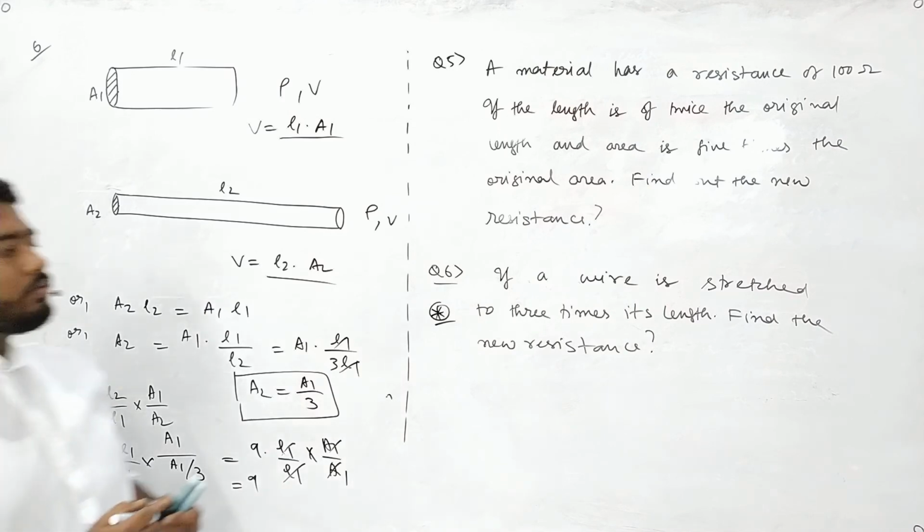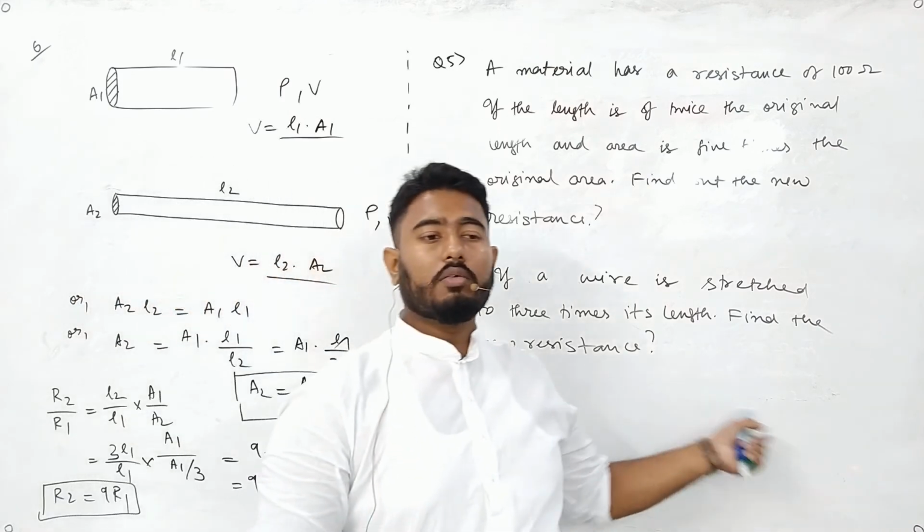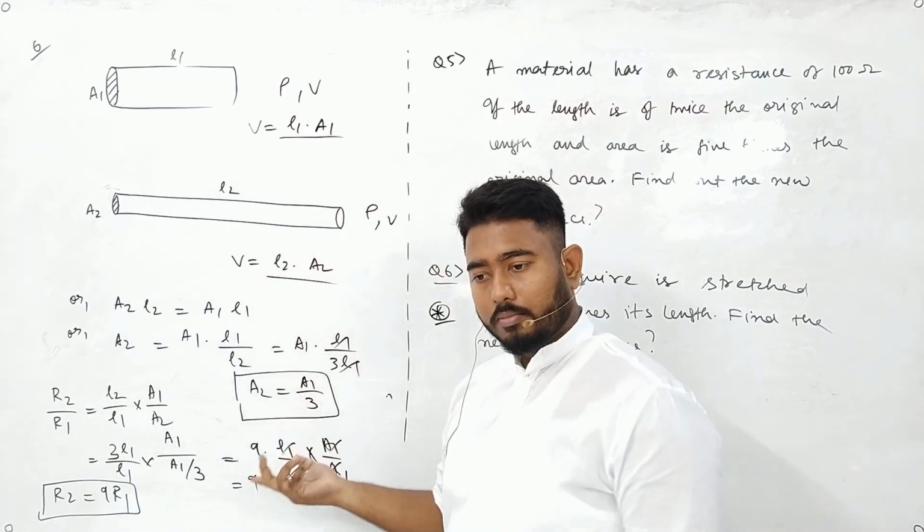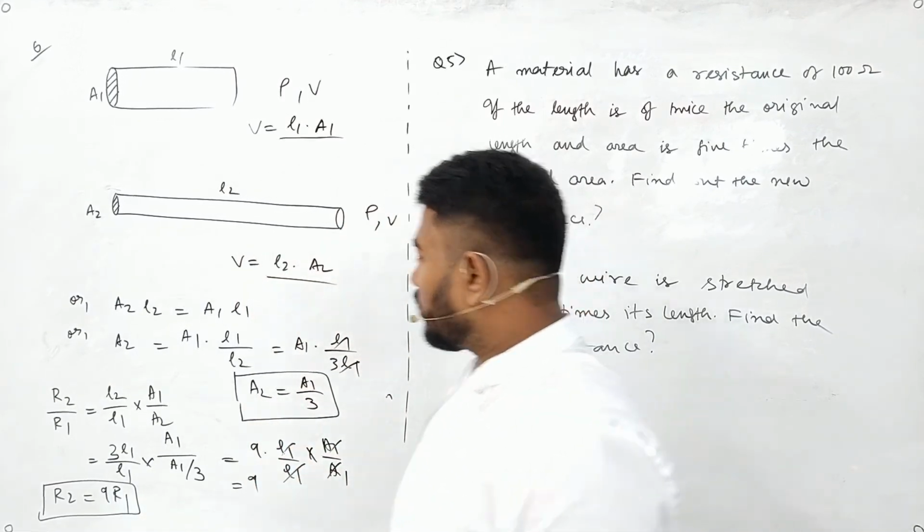So R2 can be written as 9R1, right? So what will be the new resistance? 9 times the original resistance. Is the concept clear? Sir, could you just repeat the last one?